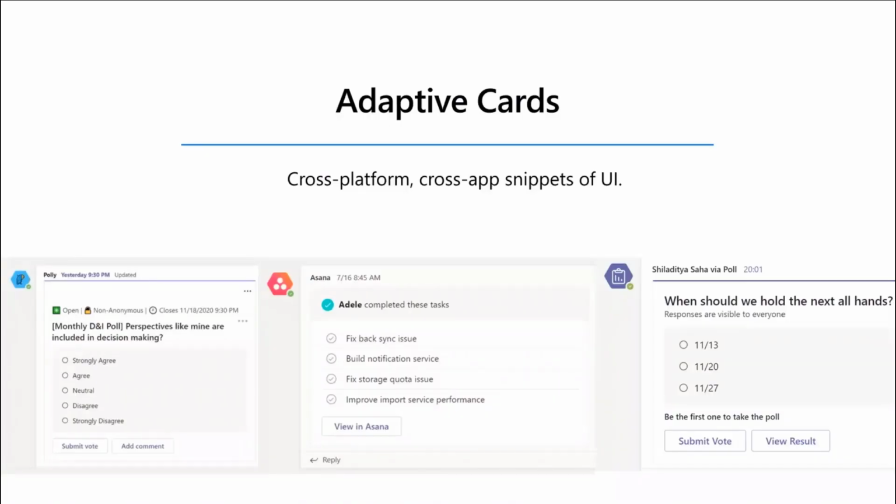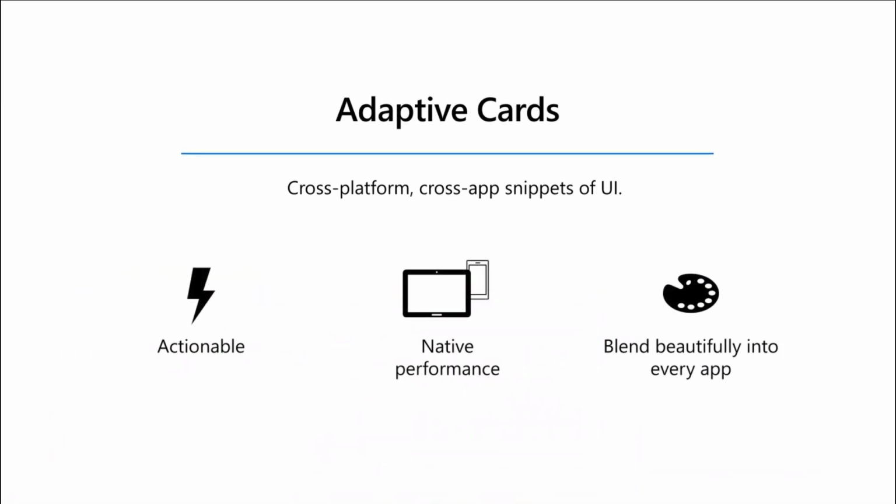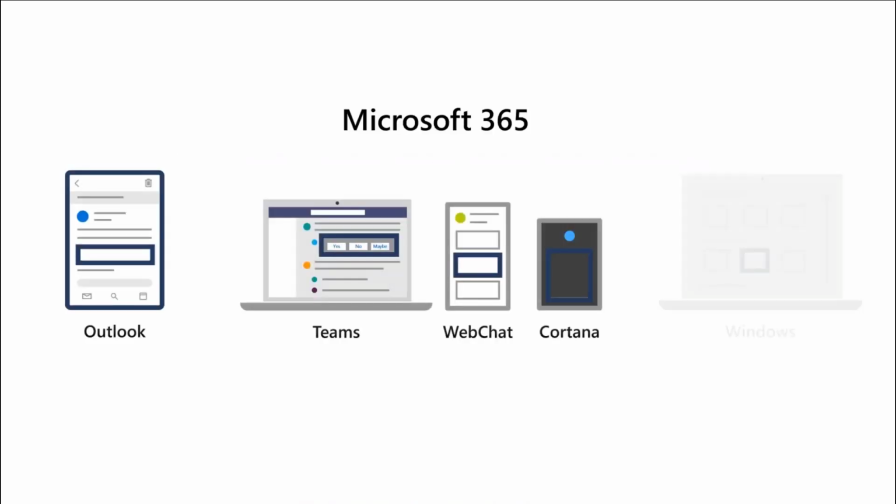So you may have experience with adaptive cards today. You can use them for a bunch of tasks. You can use them for polls. You can use them for project management applications and various other such scenarios. So adaptive cards are essentially cross-platform, cross-app snippets of UI, which are actionable, provide native performance, and blend beautifully into every application. So that's a quick intro about adaptive cards.